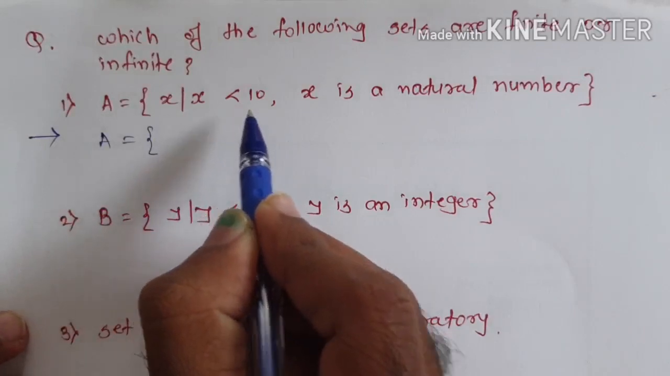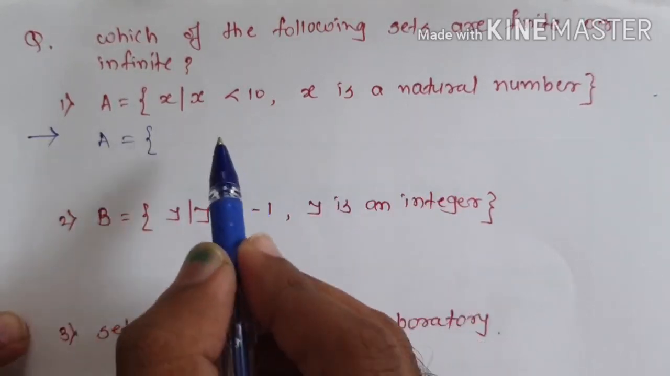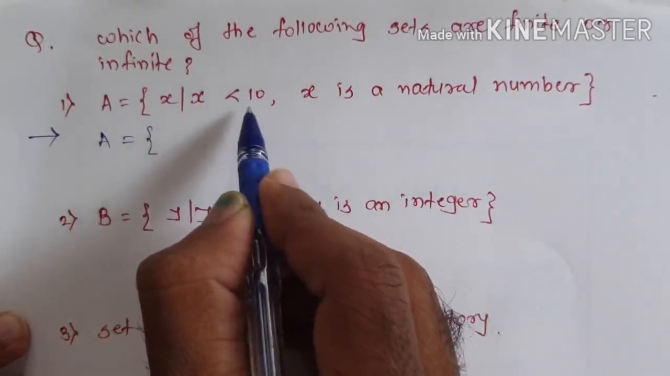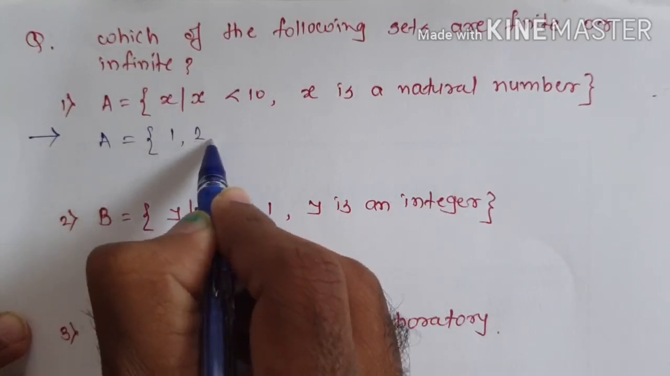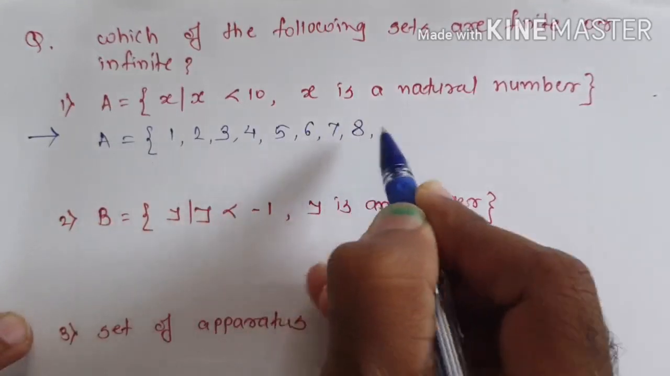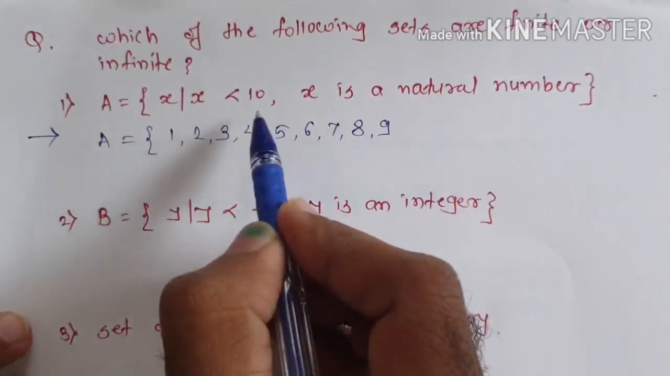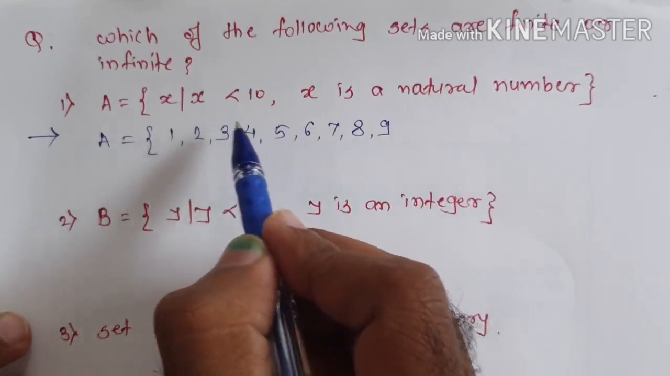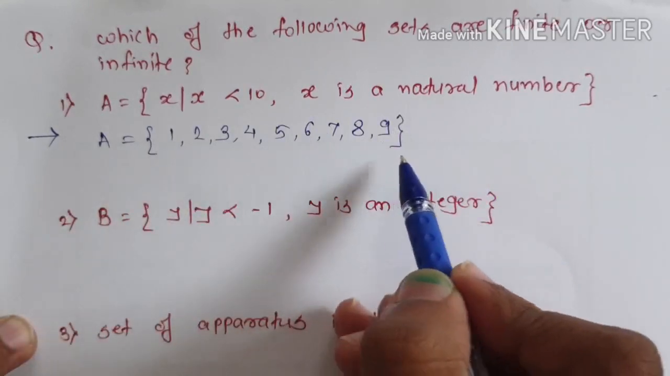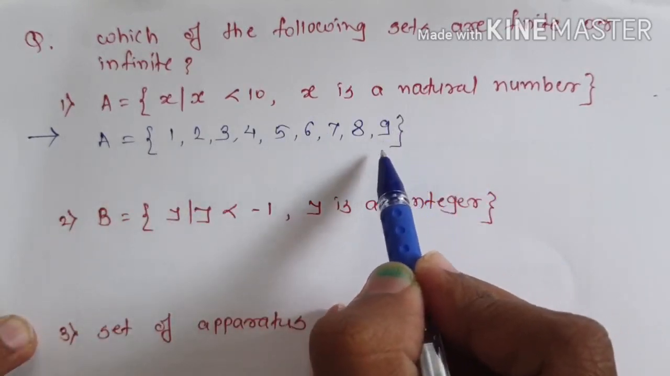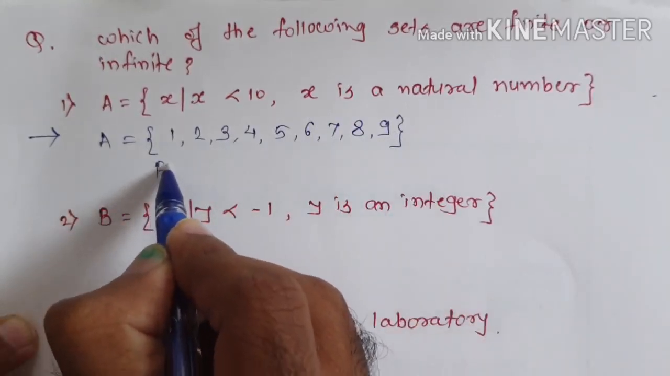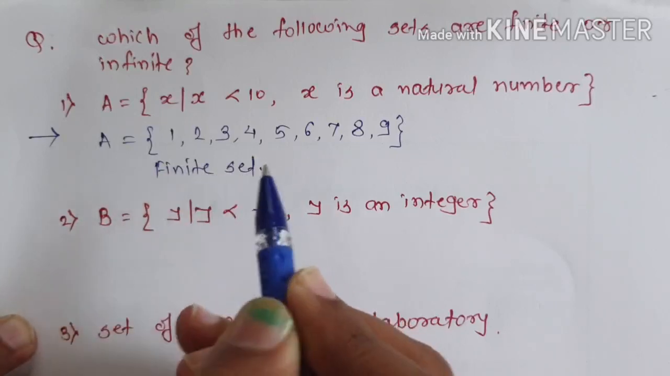There is set A such that x is less than 10 and x is a natural number. In this set, we want all those natural numbers which are less than 10. So we'll go on listing: 1, 2, 3, 4, 5, 6, 7, 8 and 9. We can't take 10 here because we want the numbers which are less than 10. Curly bracket complete. As you can observe, the elements of this set are limited, 1, 2, 3, 4 up to 9, so their counting process ends. That's why set A is a finite set.